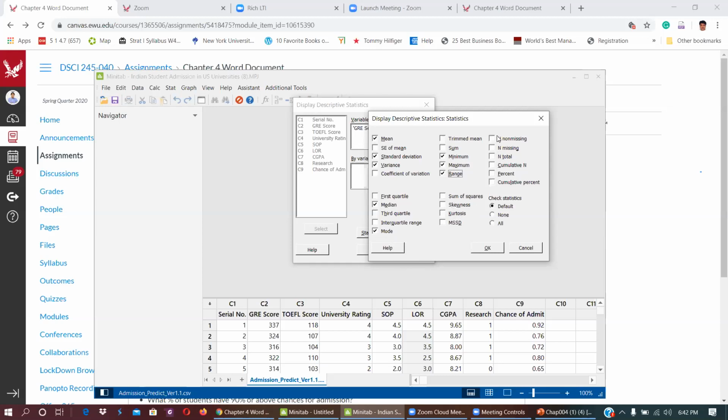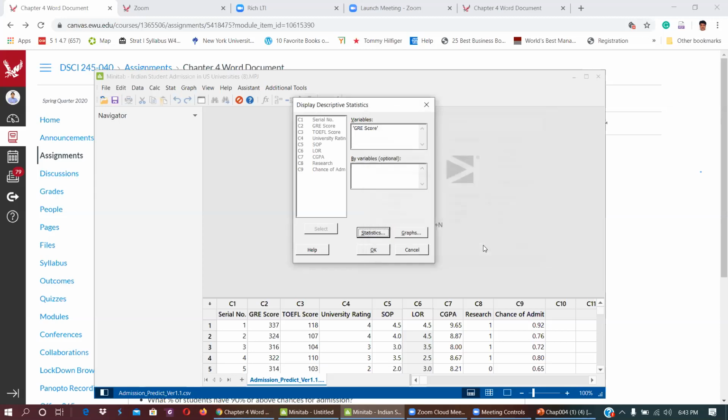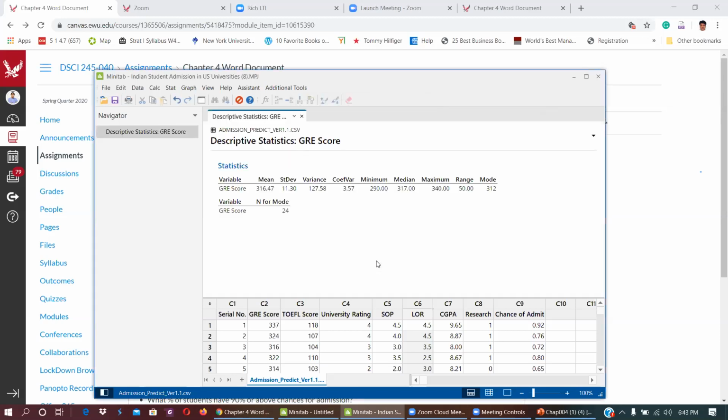What else? Coefficient of variation, interquartile range, first quartile, which we have not studied so far, and percent. Okay, so we did almost all these things. Is it clear to everyone? Now I'm going to click the OK button and then OK. Look at that. Whatever I explained in the last 40 minutes, I can get in less than a minute.